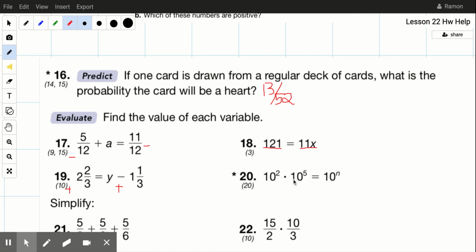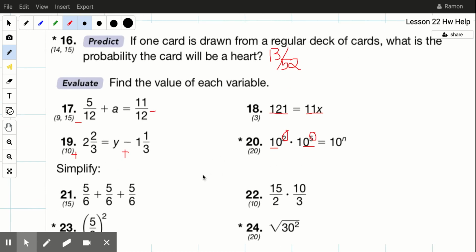20, 10 squared times 10 to the 5th equals 10 to the n. Since we have the same base, we can just go ahead and combine the exponents to find the value of n.